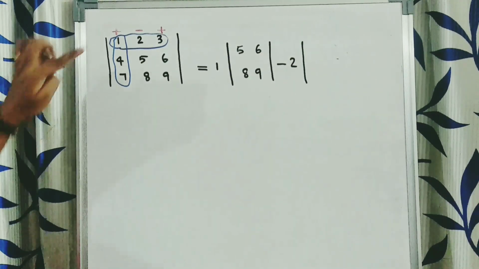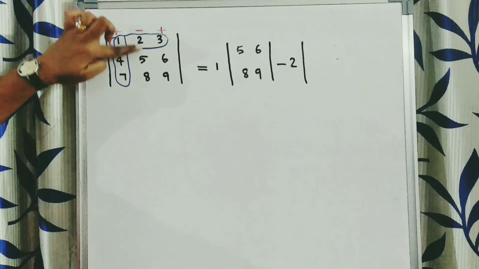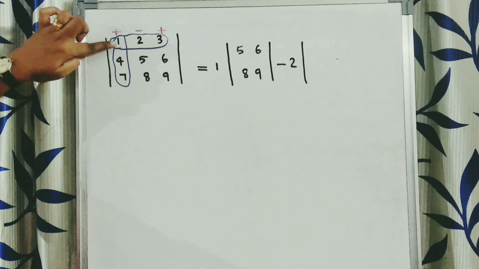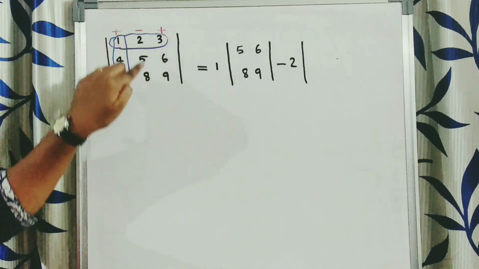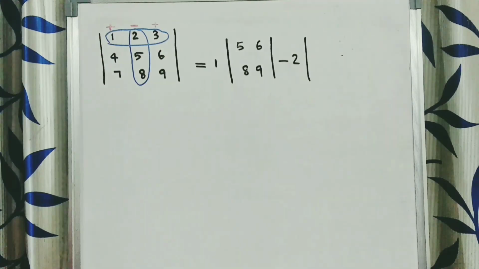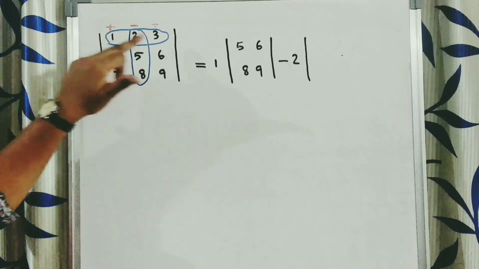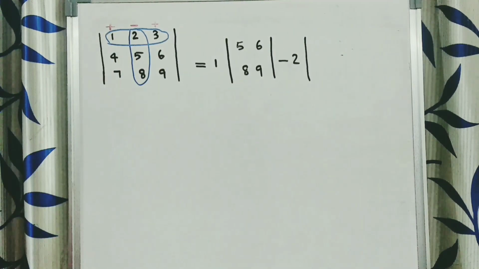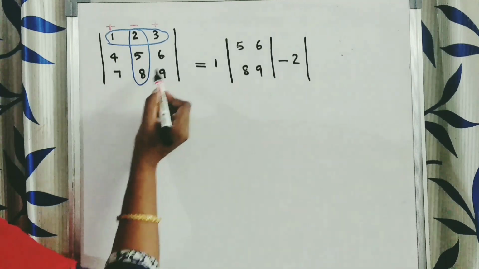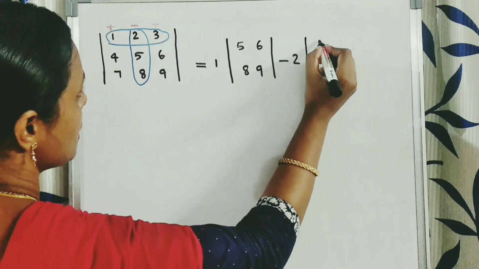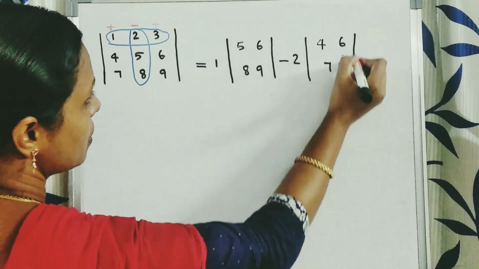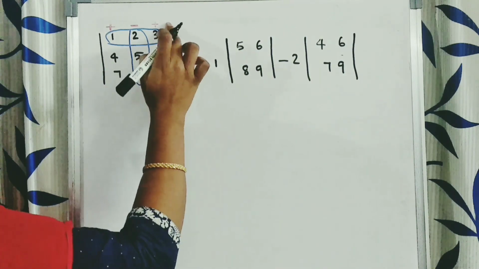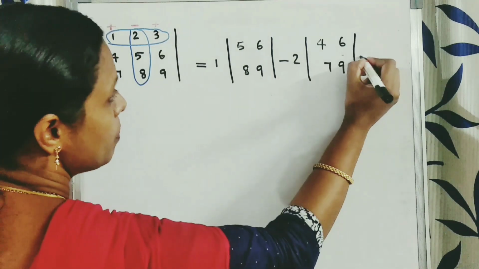Determinant. Here we eliminate the second column and first row. The remaining elements are 4, 6, 7, 9. The next element is positive 3, that is, positive 3 times the determinant.